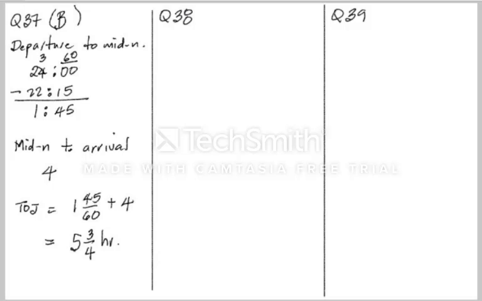Question number 38 says the distance around a lake is 8 kilometers. On a map, this distance around the lake is represented by a length of 2 centimeters. A map scale essentially is a ratio of the distance between 2 points on the map to the actual distance between the 2 points.